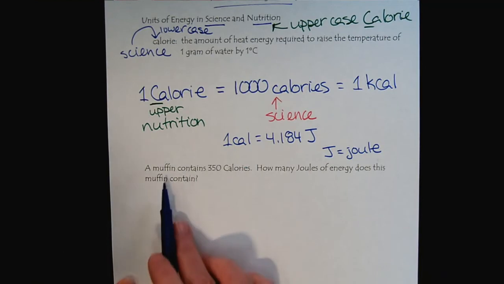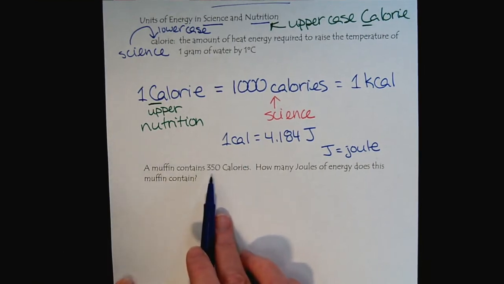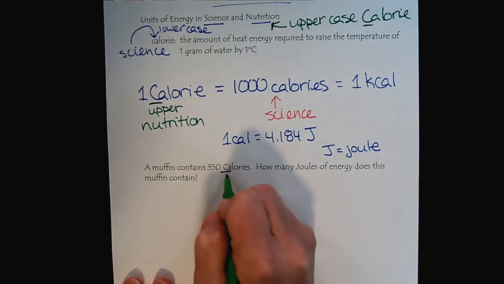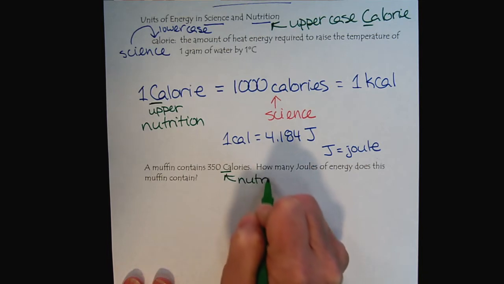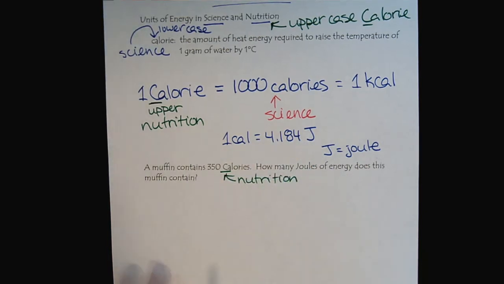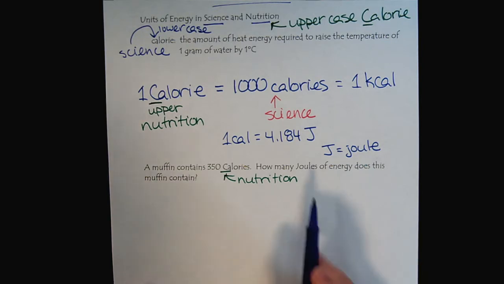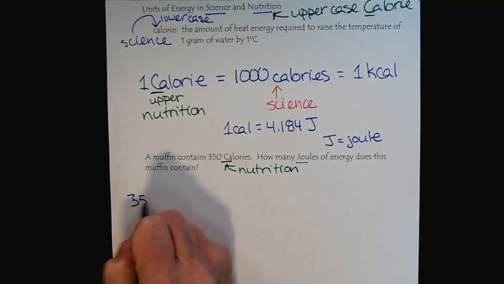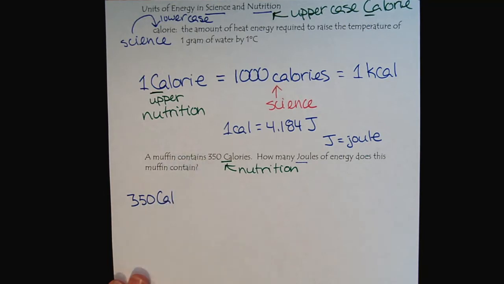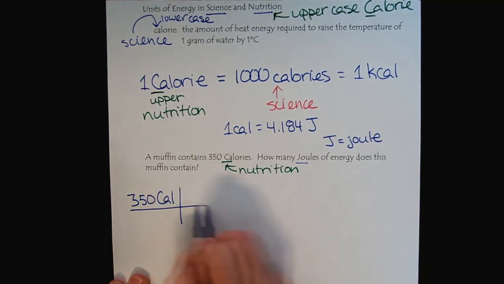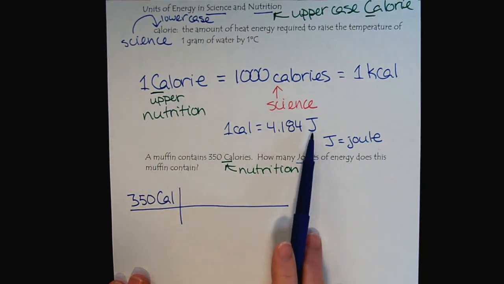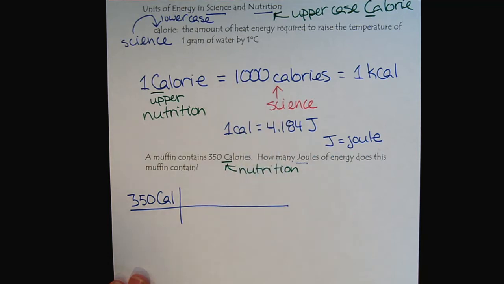So let's say, for example, that we want to eat a muffin, and the label tells us that there are 350 calories, right? So we notice these are the nutrition calories or the food calories. Let's do a simple calculation to get this into joule energy. All right, so we start with what we know. We know we have a muffin with 350 nutrition calories. Now, we don't have a direct link between nutrition calories and joules. So we're going to go to the science calories.